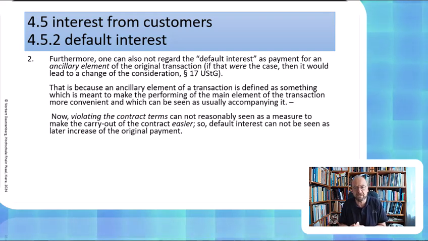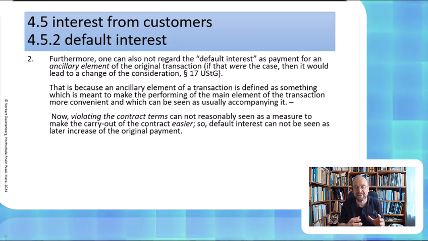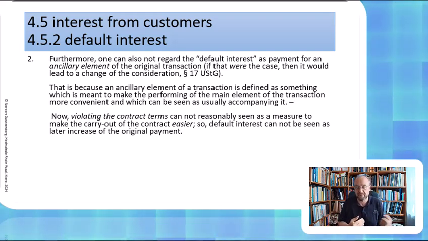it is an ancillary element of the original transaction, and this increase in the price still belongs to the original contract. But an ancillary element of a transaction is defined as something which is meant to make the fulfillment of the original contract, services or deliveries easier, and is usually accompanying these things. Now, if somebody violates the contract terms, you can't reasonably interpret that as making the fulfillment of the contract easier if you violate the contract.